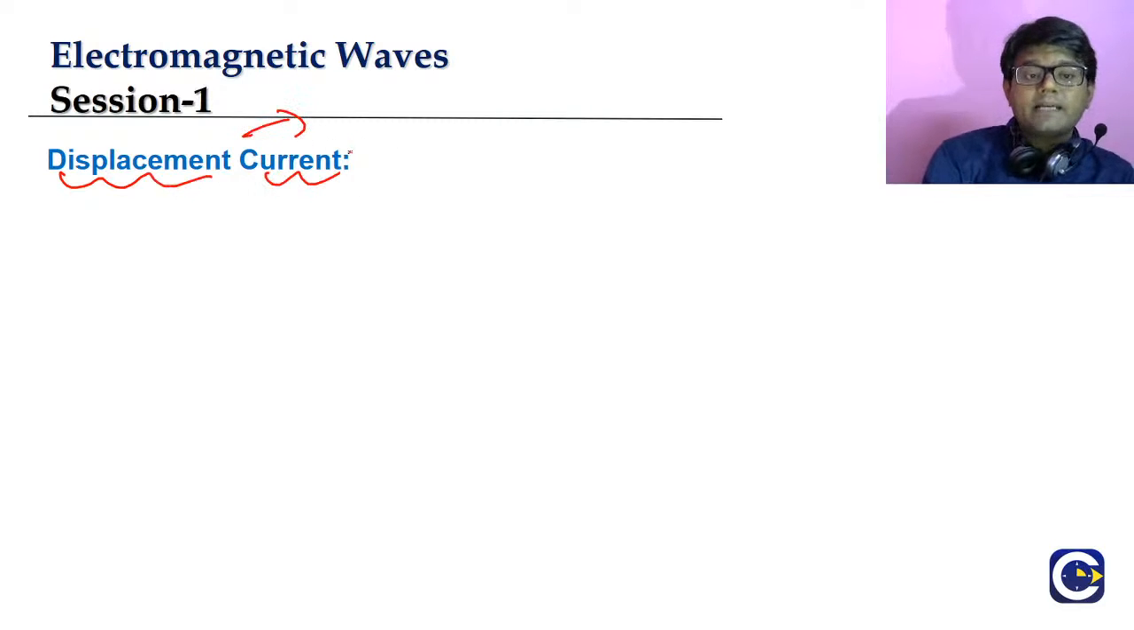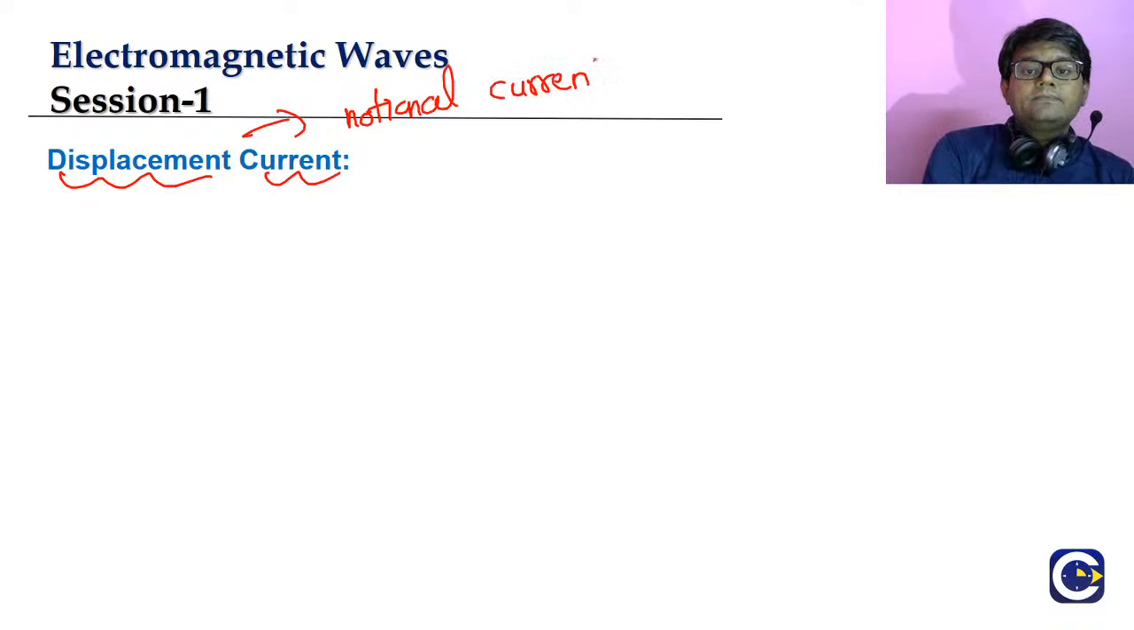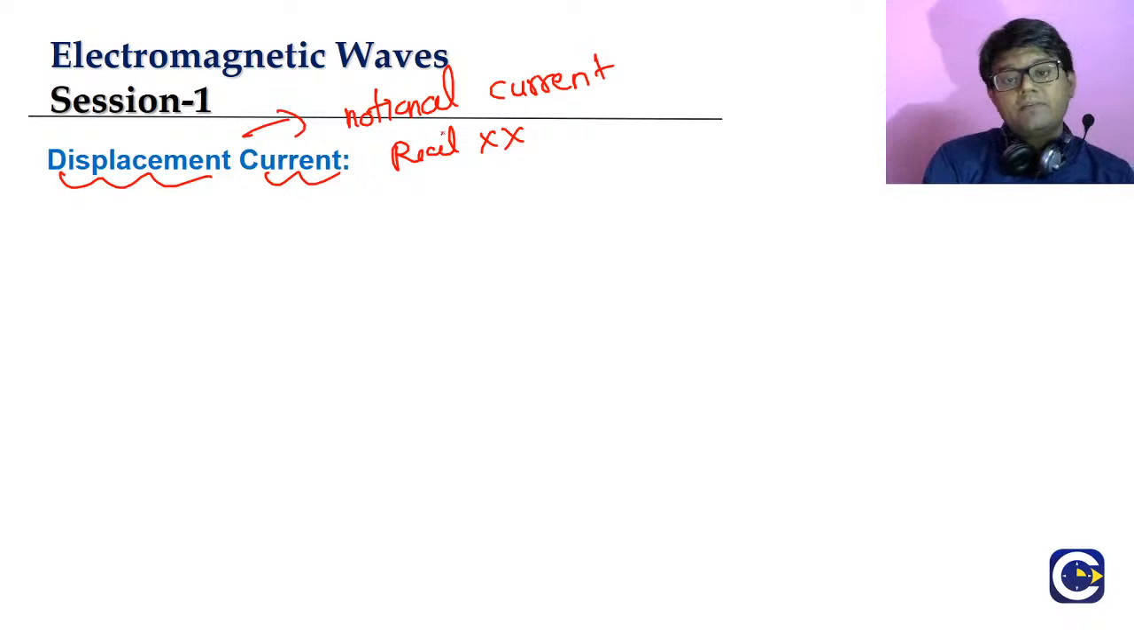displacement current. Before we even start the discussion about displacement current, I want to mention this: displacement current is a notional current. It means it's not a real current. Notional current means this is something that we are going to use to help us explain the observation. That is it. It's not a real current.